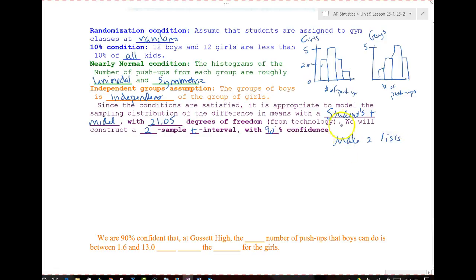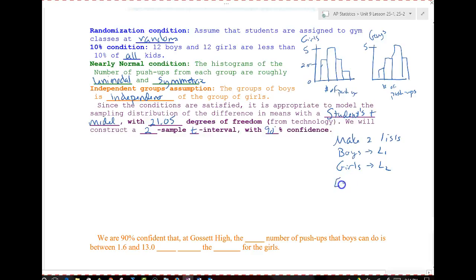And I'd put guys in list 1, or boys, you can say boys. That goes into list 1, and then girls go into list 2. Again, we should have already done that if we're doing the histogram. So you might want to pause this and just put your calculator stuff in.